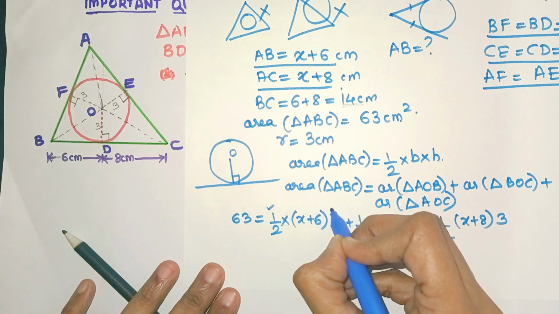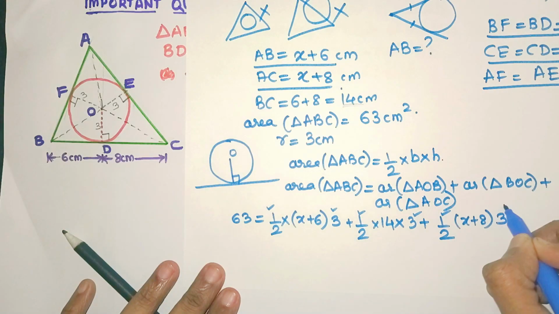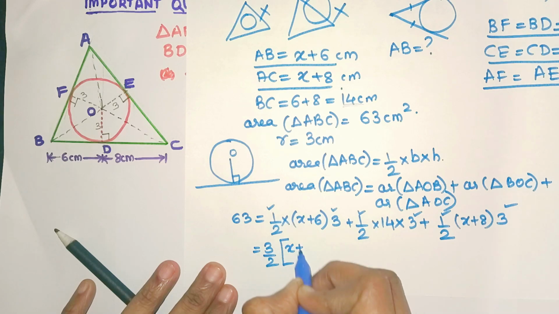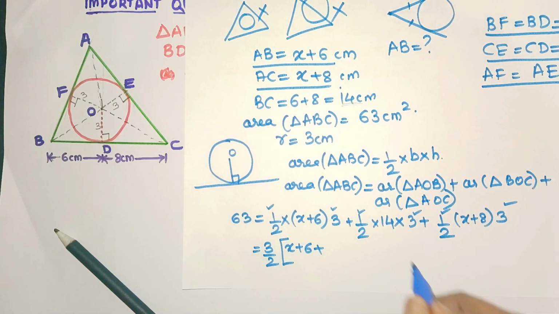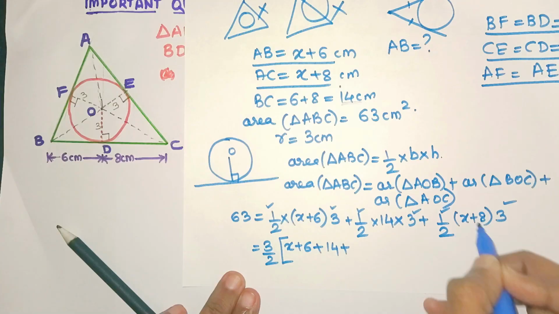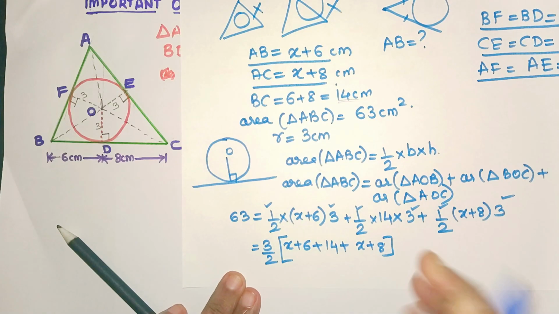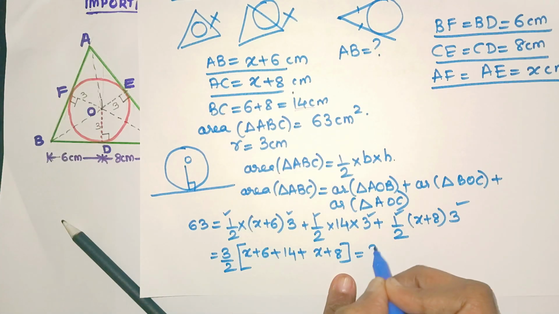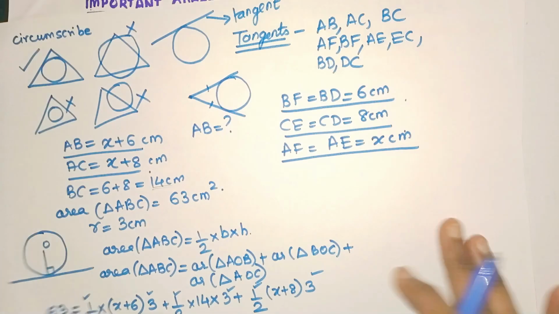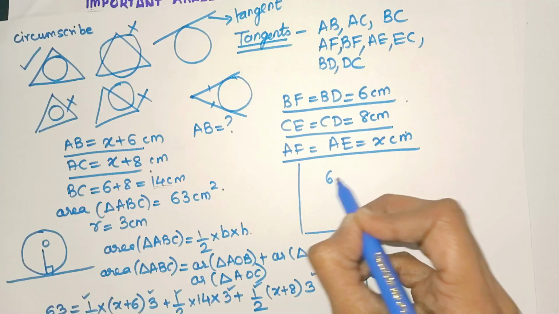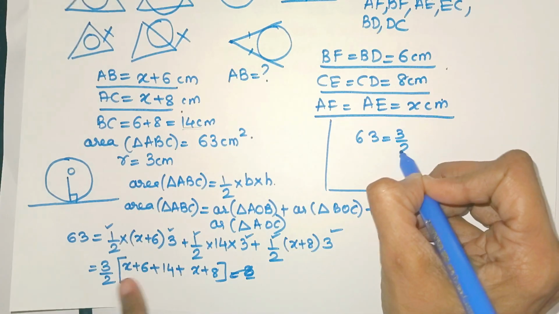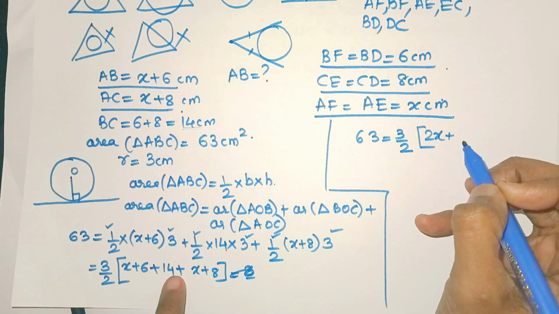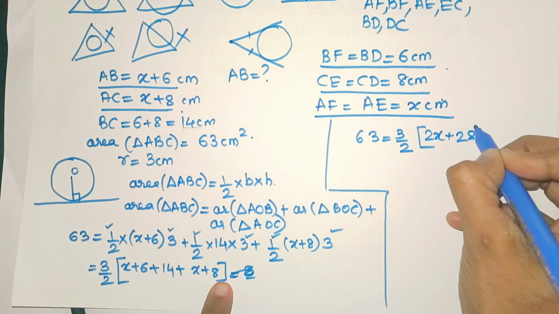Now in every term there is a half and a 3 common. Did you notice that? So let me take that out common. So what remains is x plus 6 from the first term plus, here I have a 14 left and here I have x plus 8. So here I am using the distributive property. Okay, so this is nothing but, so let me write it here again. So I'll get 63 equal to, it will be 3 by 2 into x plus x will give me 2x, 6 plus 14, 20, 20 plus 8 is 28.